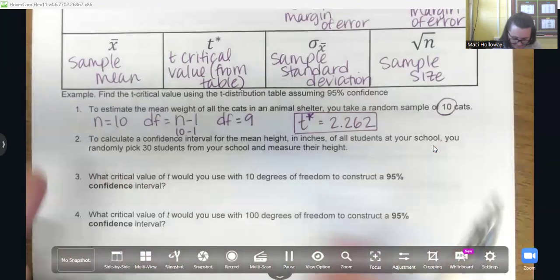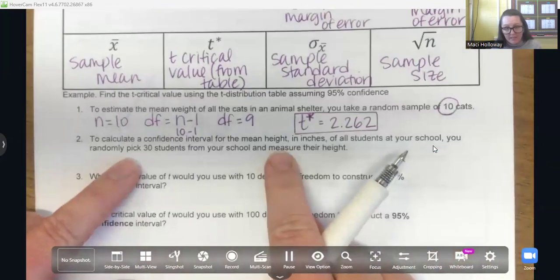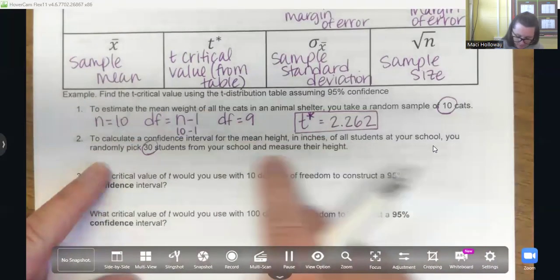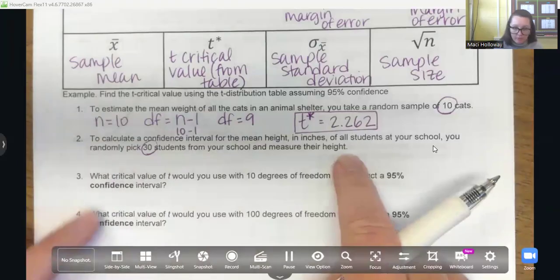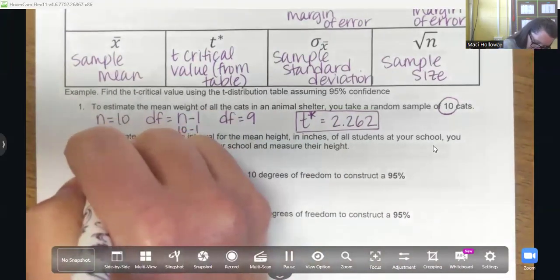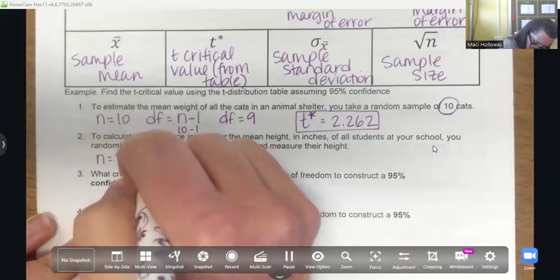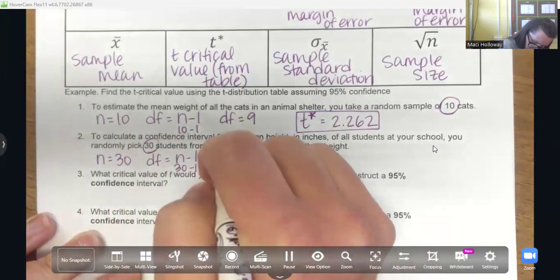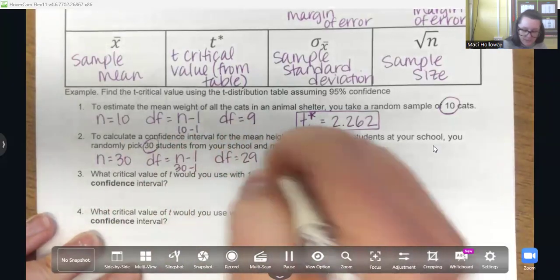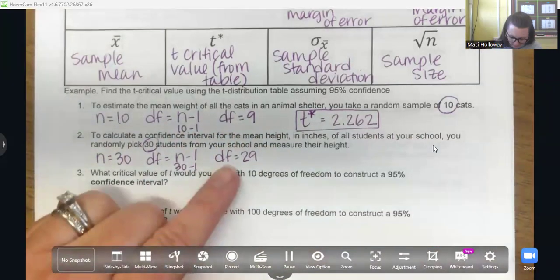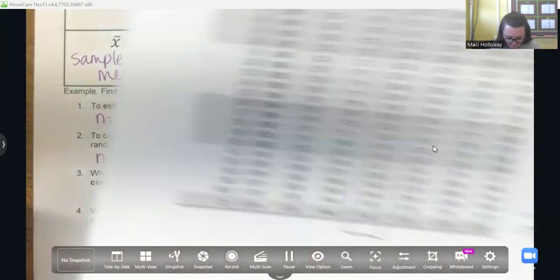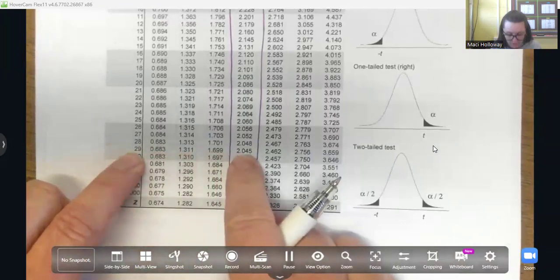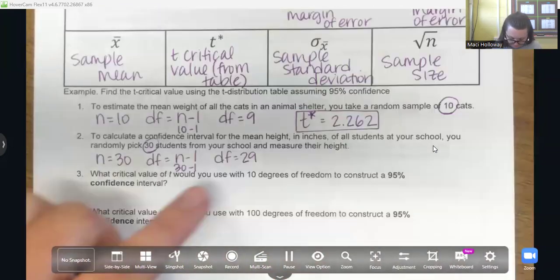All right, to calculate a confidence interval for the mean height in inches of all students at your school, you randomly pick 30 students from your school to measure their height. So let's find our T critical value here. So our N equals 30. So degrees of freedom is N minus 1. So 30 minus 1, so our degrees of freedom is 29. Obviously, you can do that in your head. I just wanted to write it out for you. So I'm going to look on my table. What is my T critical value when my degrees of freedom are 29? It's 2.045.